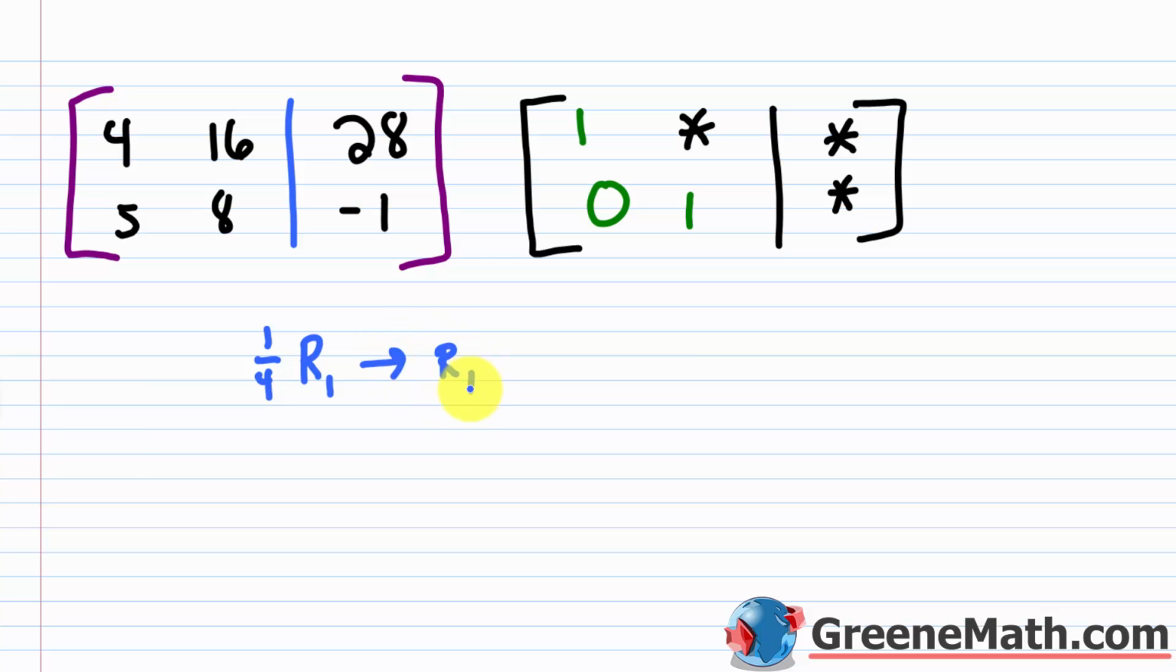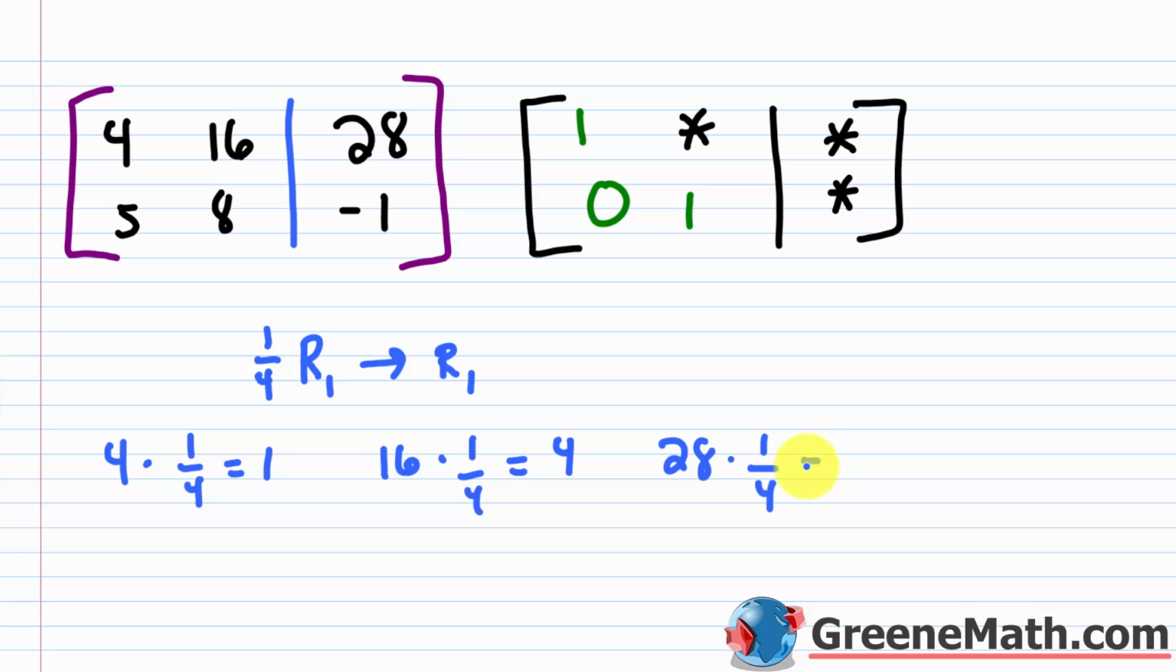So I'm going to multiply 4 times 1/4, and obviously that's going to give me 1. I'm going to multiply 16 times 1/4, and that's going to give me 4. And I'm going to multiply 28 times 1/4, and that's going to give me 7. Okay, so I'm going to replace the top row with what I just found.